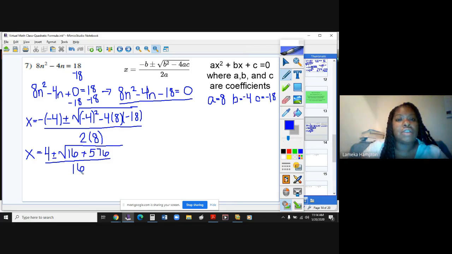Remember, as you all continue to work the quadratic formula, you're going to see your answer get smaller and smaller and smaller, simply because the quadratic formula is nothing more than a fraction. And what do we do with fractions? We want them to be smaller, smaller, smaller. We want them to get as small or reduce them as much as we can.